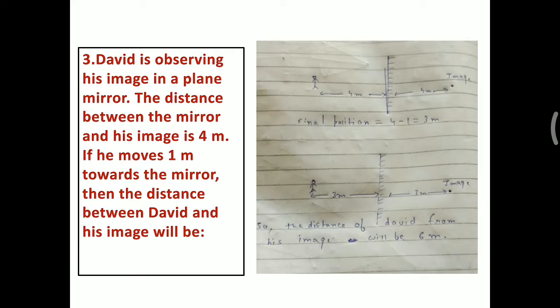Now we have to calculate the distance between David and his image. That means the original object to image distance, what is that? So the distance of David from his image will be 6 meter. How? The distance between the mirror and the object, David, is 3 meter. The distance between the mirror and his image is 3 meter. So the total distance from the original object David to his image is 6 meter.